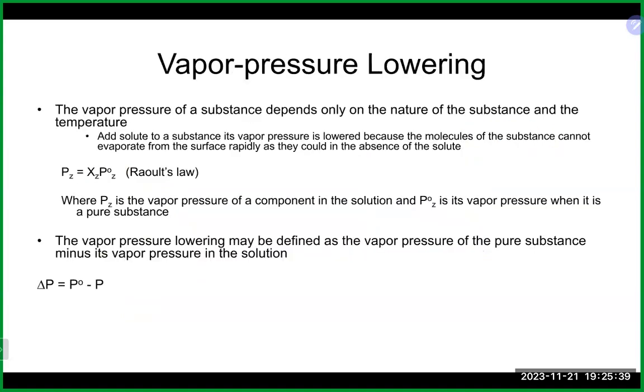So the first type of colligative property we're going to talk about is what is known as vapor pressure lowering. Much like the name implies, the vapor pressure of the solution will be lower than the vapor pressure of the solvent, for example, by itself. The vapor pressure of a substance depends on the nature of the substance and its temperature. As you add more solute, its vapor pressure is lowered, because it's harder for those guys to start to evaporate.